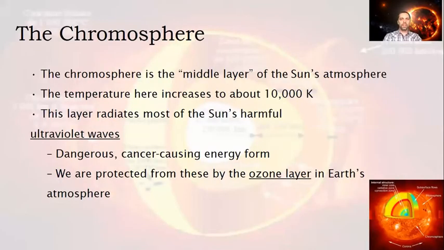The next layer is the chromosphere. It is actually the middle layer of the sun's atmosphere. As you see, the temperature here increases again. It reaches about 10,000 Kelvin, and this layer radiates mostly the sun's harmful ultraviolet waves.